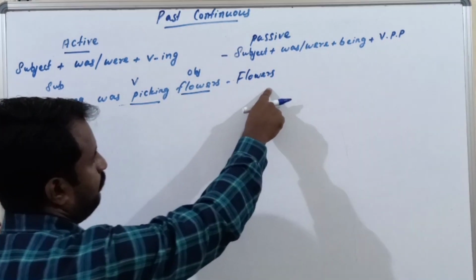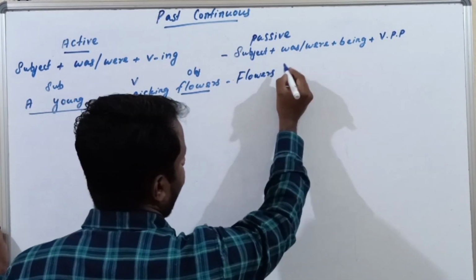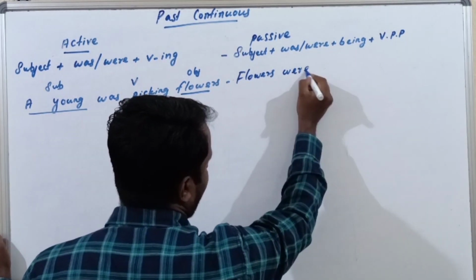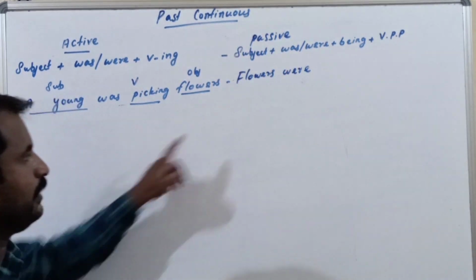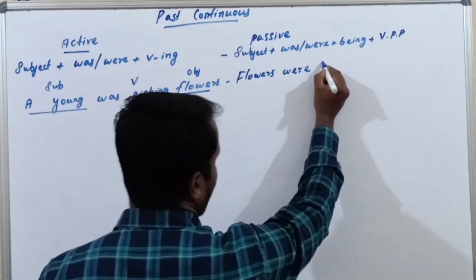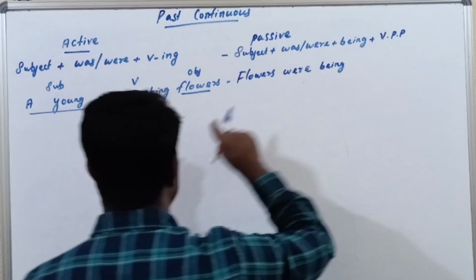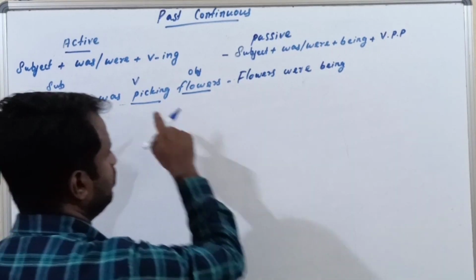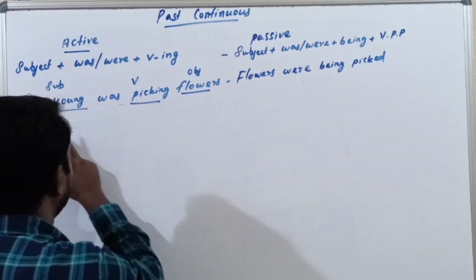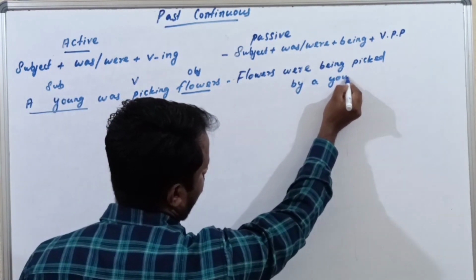So flowers, which is suitable for was or were? Flowers is plural, so where do we have to put it? If it was flower, what would you take here? Was. Flower was, flowers were, plural. Flowers were being picked. Past participle form of the verb, picked. Picked by a young girl.